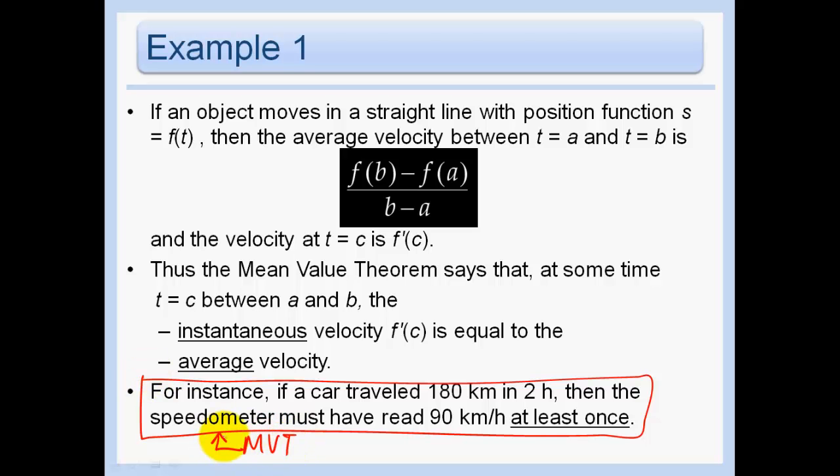It says, for example, if a car travels 180 kilometers in 2 hours, then the speedometer must have read 90 kilometers per hour at least once. In other words, the average velocity equals the instantaneous velocity somewhere.